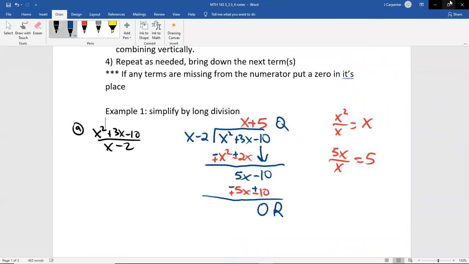Our original denominator was x minus 2. So at the end of the day, what we get is the x plus 5, there's our quotient, then plus the remainder of 0 over the original denominator of x minus 2. Is anyone scratching their head a little? I sure hope so. Do you really need to write 0 over x minus 2? No, 0 divided by anything is 0, so that's just x plus 5. That is our answer.